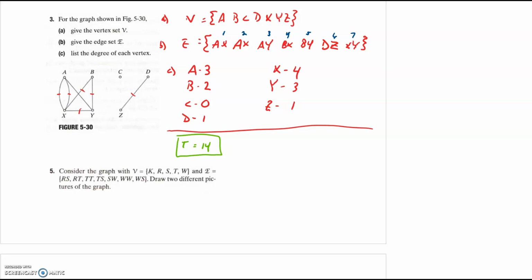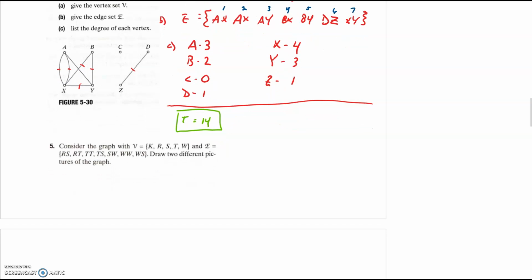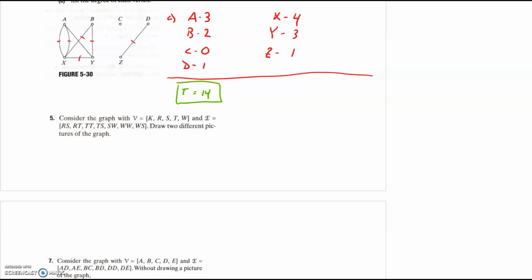Okay, moving on to number 5. It says to consider this graph. Here are my vertices, and here's my edge set. We want to draw 2 different pictures of the graph. Well, we can start by, I notice that there are 5 vertices. So we have K, R, S, T, and W. So K, R, S, T, and W, and we have the edge set here.